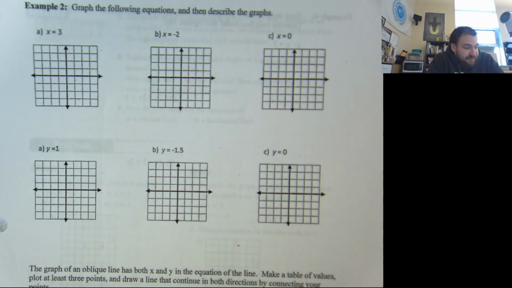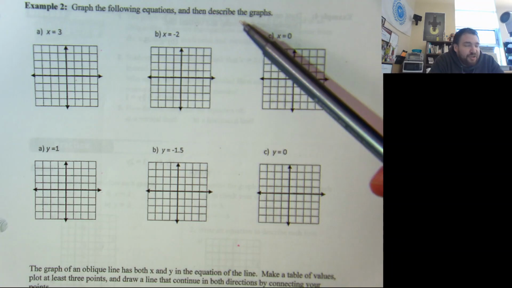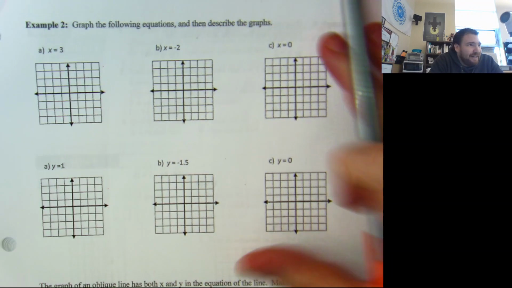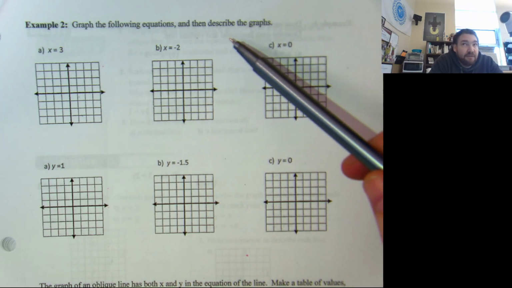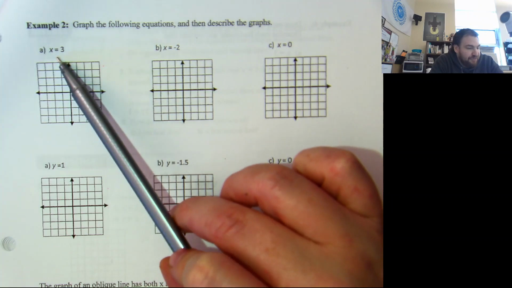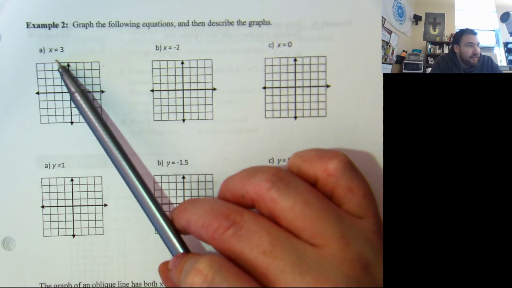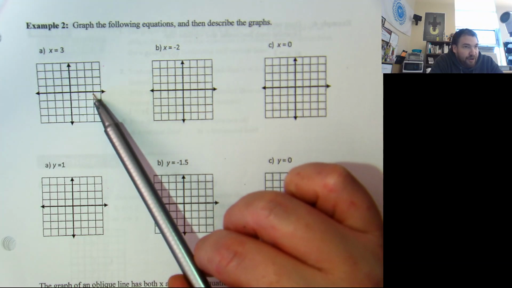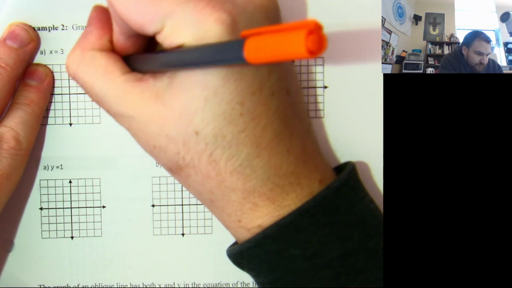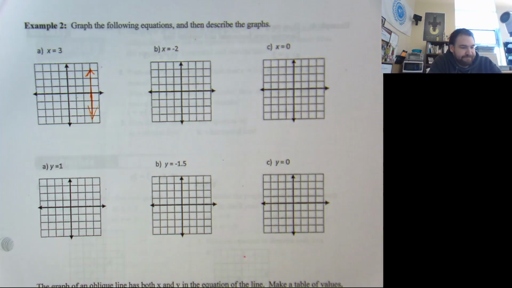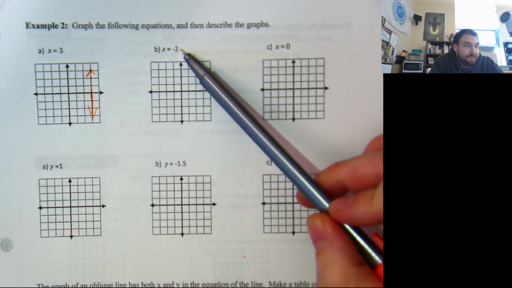So we can draw some of these. I want to graph the following equations and then describe the graph. The description of the graph is the stuff we've already done. You tell me if it's a vertical line or a horizontal line, and where it is. So X equals 3. Without doing a table of values, what's that going to look like? You go 3 to the right and you go up and down. Done.